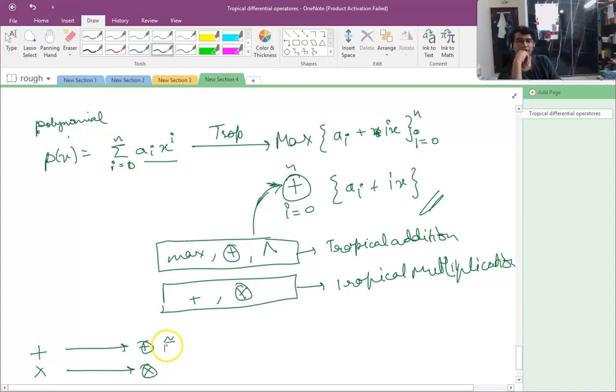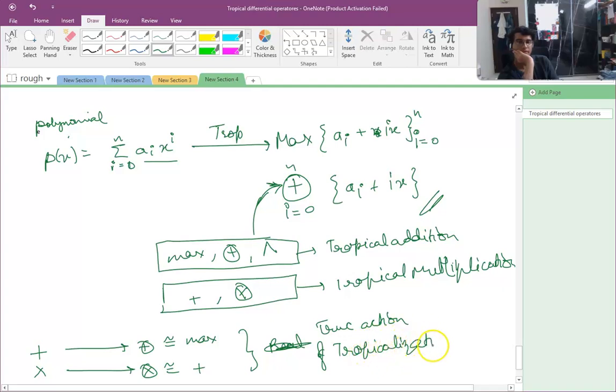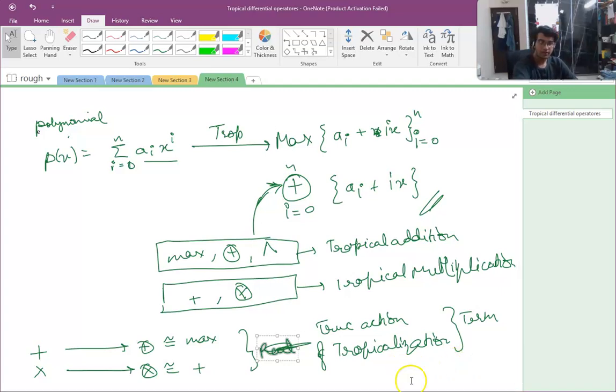Now tropical multiplication and tropical addition are both individually the same as taking the max and taking the sum. So this is the real action, or not the real action, the true action of tropicalization. This is a casual phrase I'm throwing out. It's not exactly a standard term or an official way to refer to it. But yeah, this is just what I want you to think is really going on.